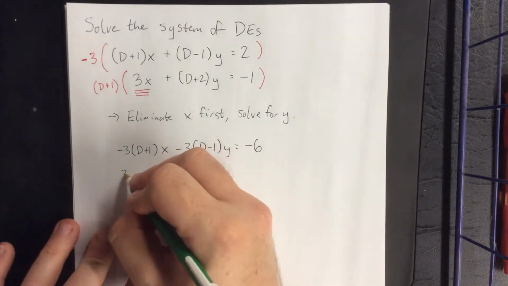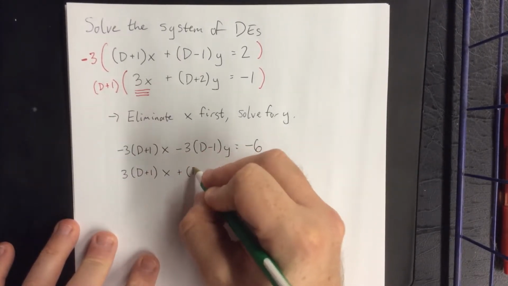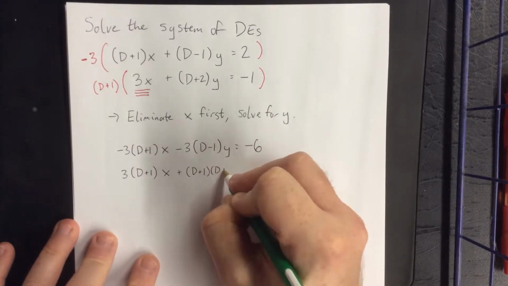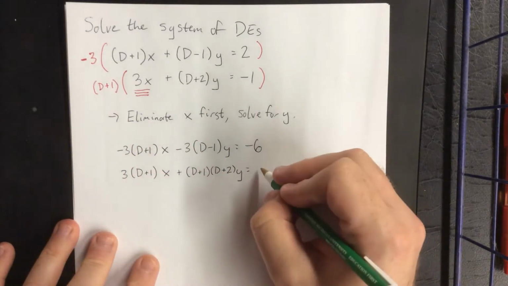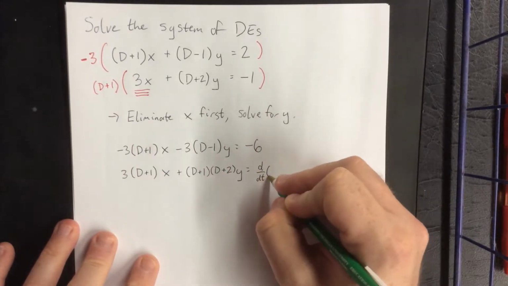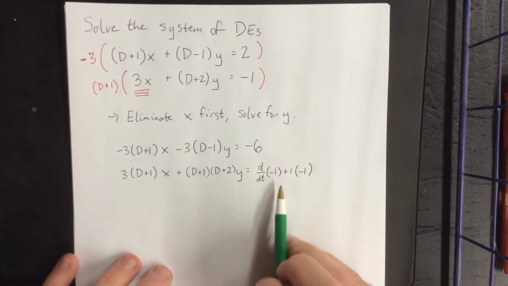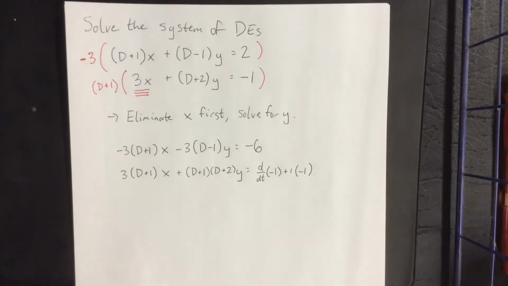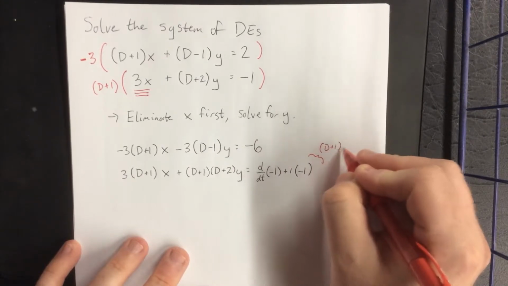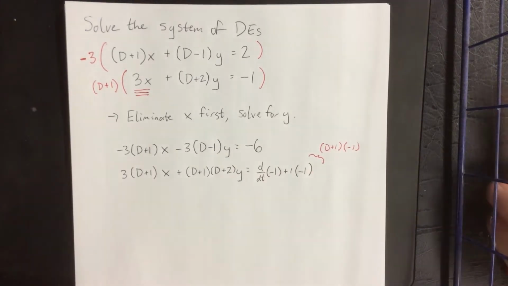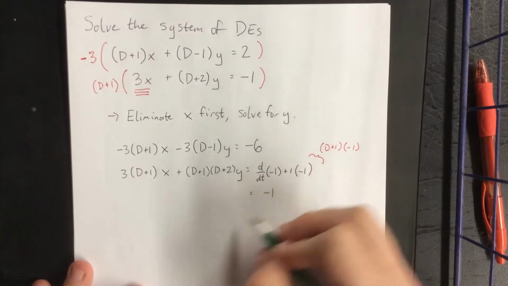For the second equation, that'll be 3 times d plus 1 times x plus d plus 1 times d plus 2 for y. That'll be equal to d plus 1 applied to negative 1. D plus 1 applied to negative 1 means that we'll be taking the derivative with respect to t of negative 1, plus 1 times negative 1. So that represents d plus 1 applied to negative 1. Now, the astute observer will notice that that simply means negative 1.